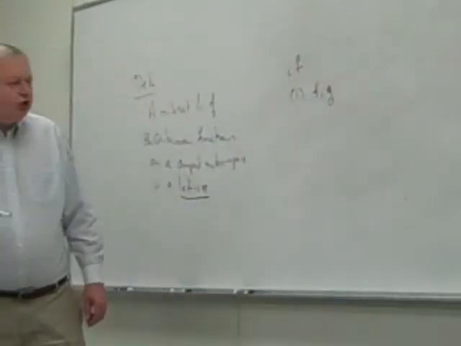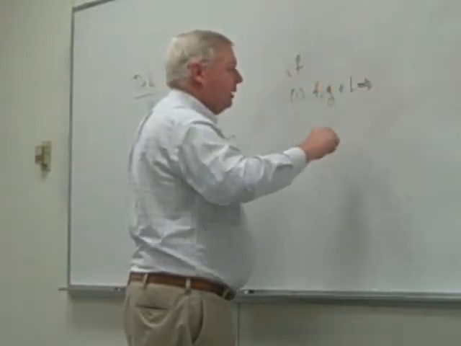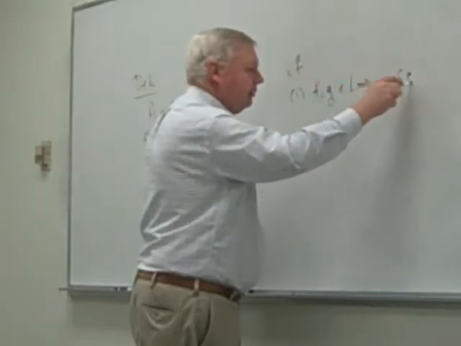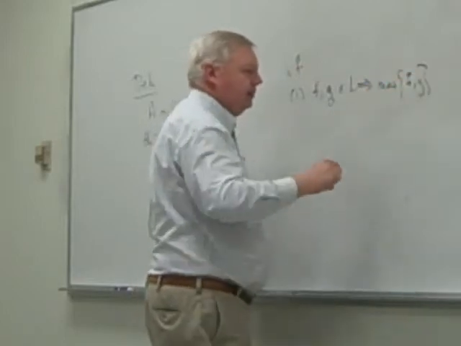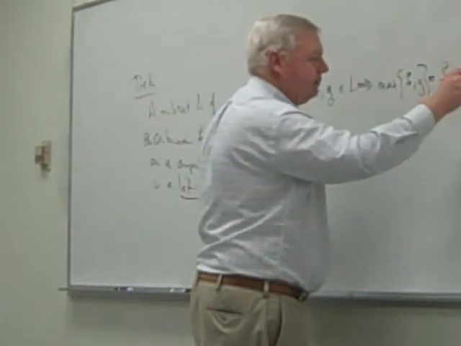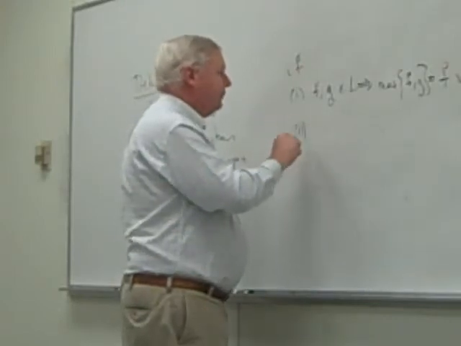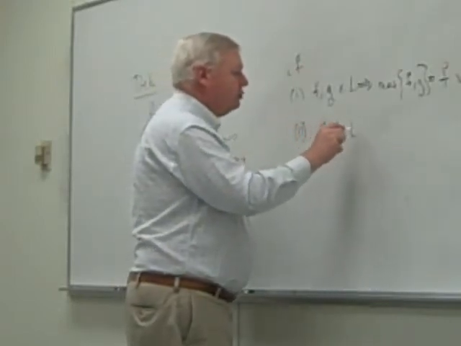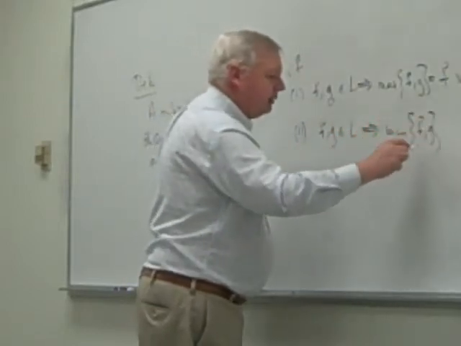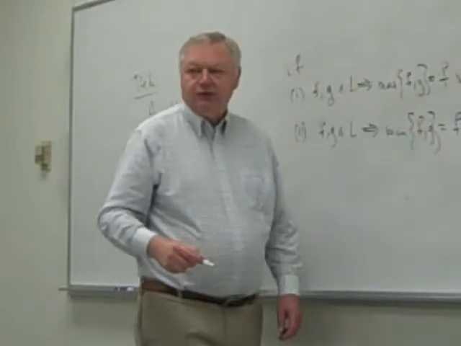Two functions f and g in L implies that the max of f and g, which is written this way, f ∨ g, is in L, and for any two functions in L, we can take the minimum of the two functions, and that is also in L.